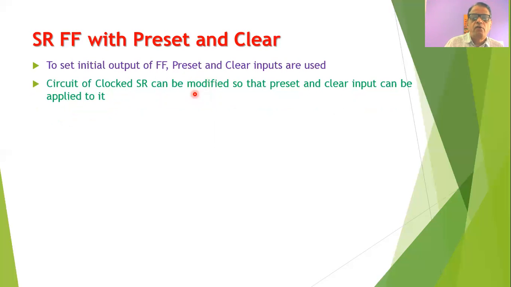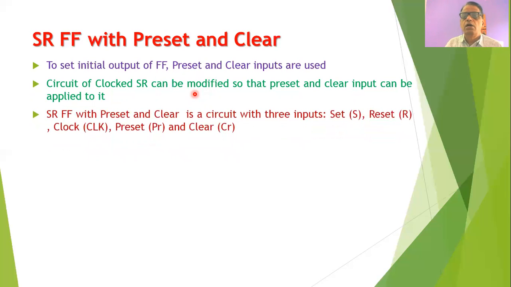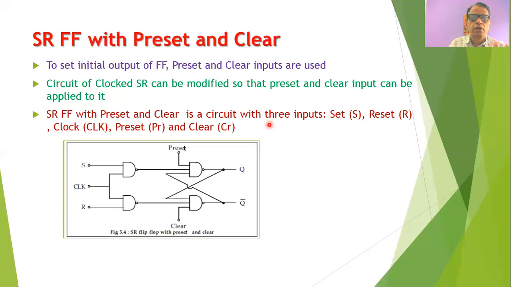So clocked SR flip-flop can be modified so that we can apply the preset and clear inputs to the SR flip-flop. Now in this case, the SR flip-flop will have the inputs: set input, reset input, clock input, preset input, and clear input. So the circuit with preset and clear for SR flip-flop can be shown as in the diagram. Observe that the first two gates will have the same configuration. Only the preset is being added to the gate G1, and the clear is being added to the gate G2.